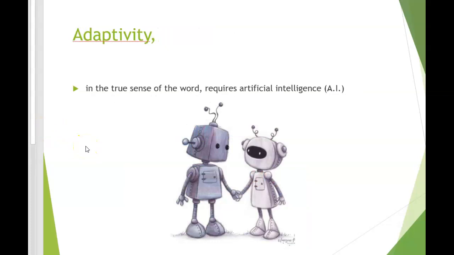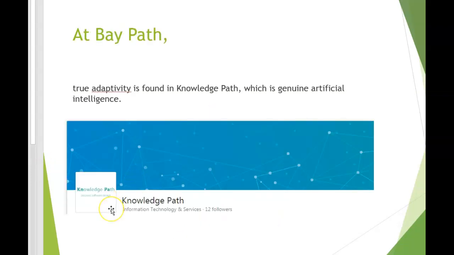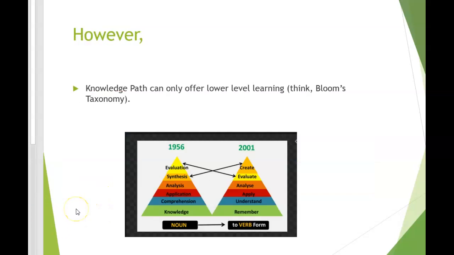Adaptivity, in the true sense of the word, requires artificial intelligence, or AI. At Baypath, true adaptivity is found in knowledge path, which is a genuine artificial intelligence. However, knowledge path can only offer lower level learning. Think Bloom's taxonomy.